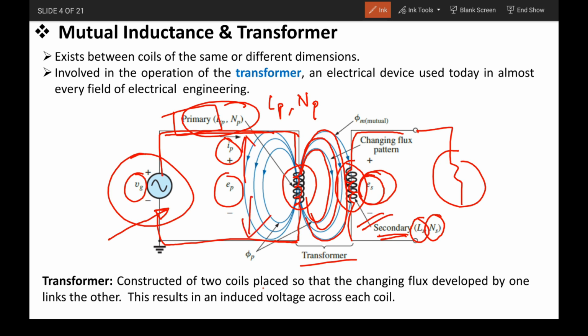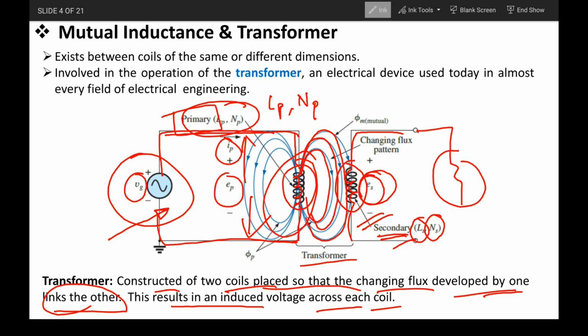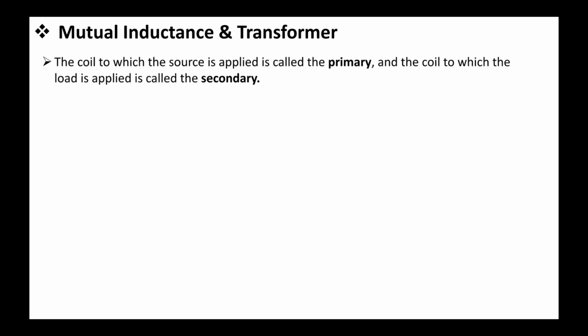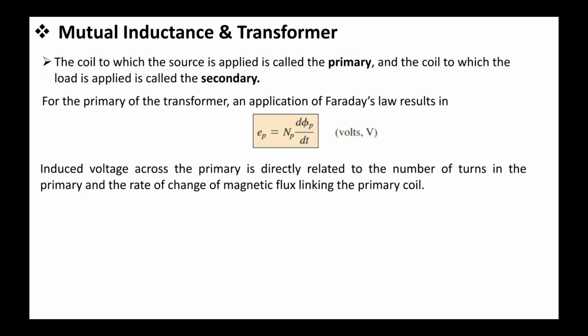So this is basically the transformer, and this is written here. It has two coils placed so that the changing flux developed by one links the other. The flux developed in our primary coil links the secondary coil, and this results in an induced voltage across each coil. I already mentioned that the primary is where we supply the source, and the secondary is where we generally connect the loads.